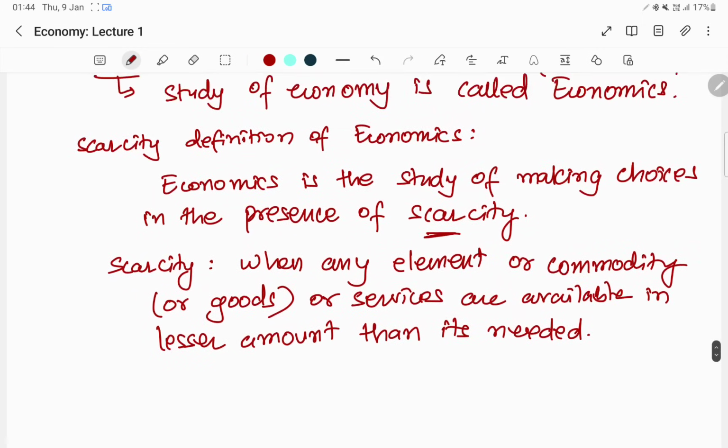So what is economics then? Economics is the study of making choices in the presence of scarcity. This discussion we will take further when we discuss the central problems of economy. As of now, we can understand this: the scarcity definition of economics is related to making choices in the presence of scarcity. And what is scarcity? Scarcity is nothing but some element or goods or services which are present in a lesser amount than is needed, right? This is known as scarcity.